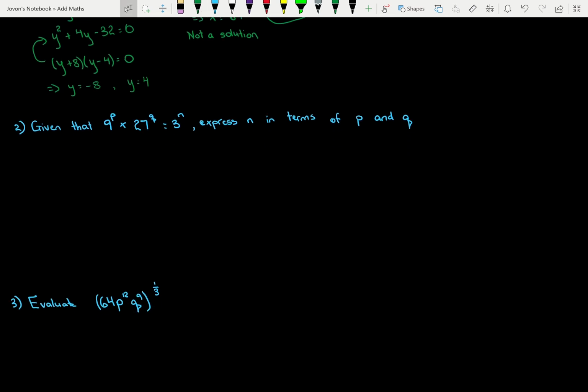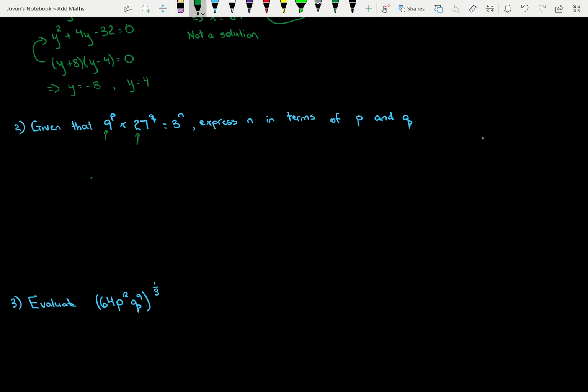Next one here now, we have, given that 9 to the power of p multiplied by 27 to the power of q is equal to 3 to the power of n, express n in terms of p and q. So what we notice here is that this here could be expressed in the form of 3 to the power of something, and this here could also be expressed as 3 to the power of something, because 3 cubed is 27. Okay, so to simplify it now, what we're going to do is let all of this be to the base 3.